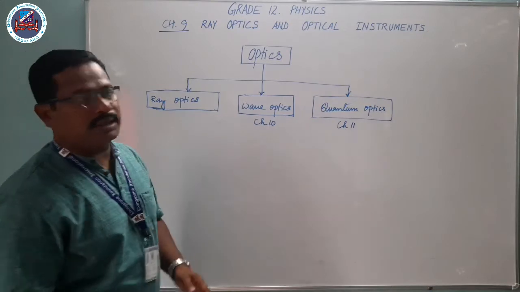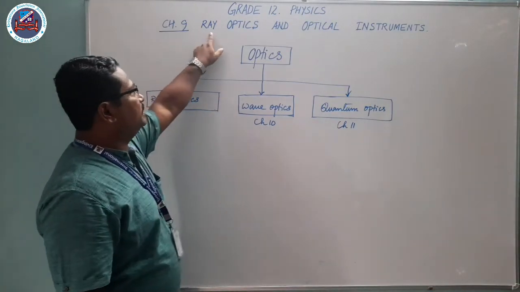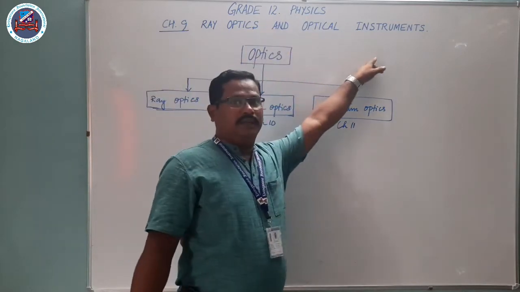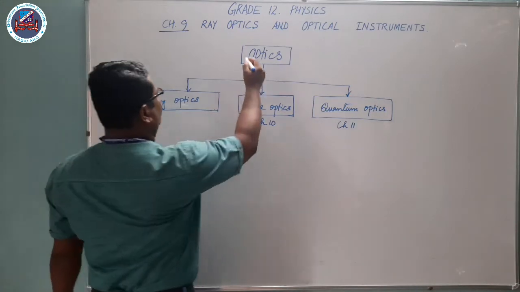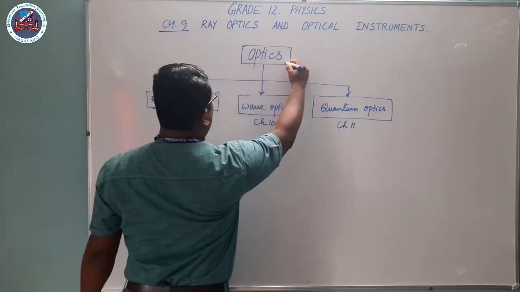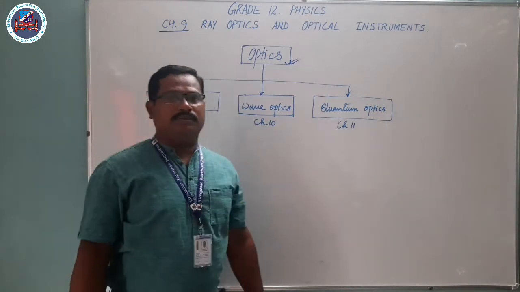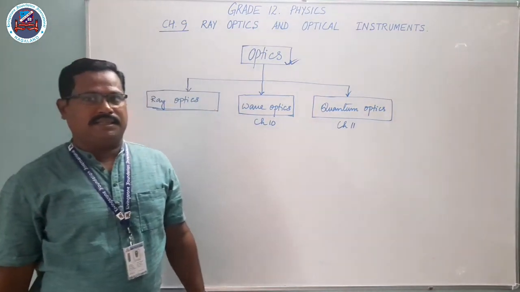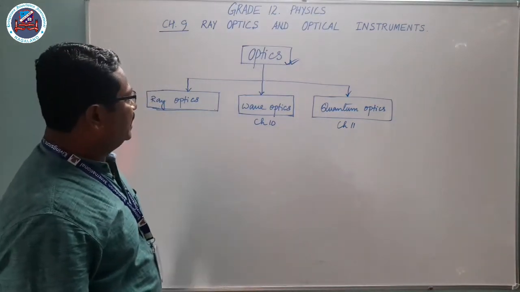Today we are going to start this new chapter, chapter number 9. We call it ray optics and optical instruments. In this chapter, this word optics is a branch of physics that deals with the study of light.